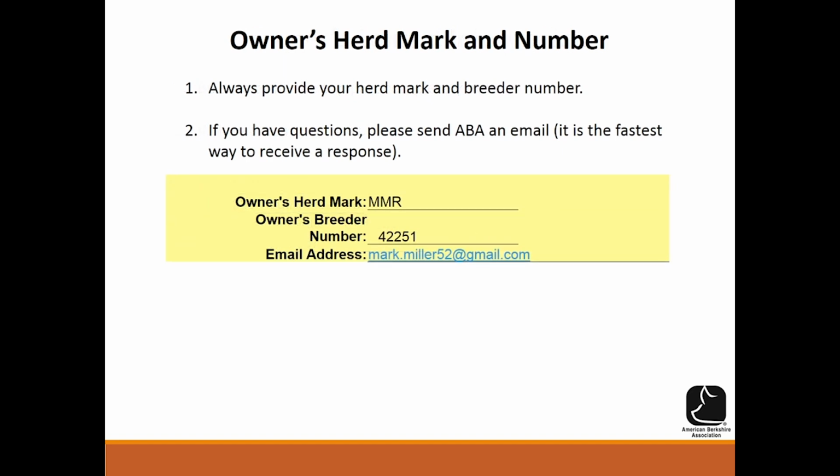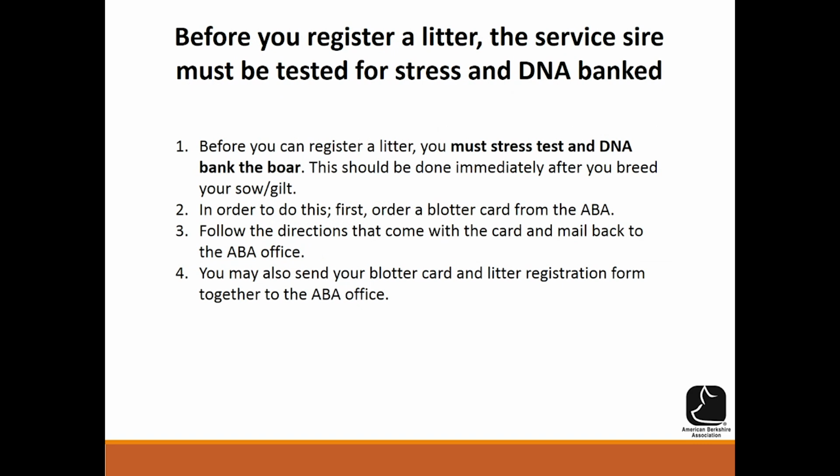As we move across the sheet to the right, it has your owner's herd mark and number. Always provide your herd mark and breeder number. If you have any questions, please send ABA an email. It is the fastest way to receive a response. As you can see, Mark's owner's herd mark is MMR. Owner's breeder number is 42251 and he puts his email, mark.miller52@gmail.com.